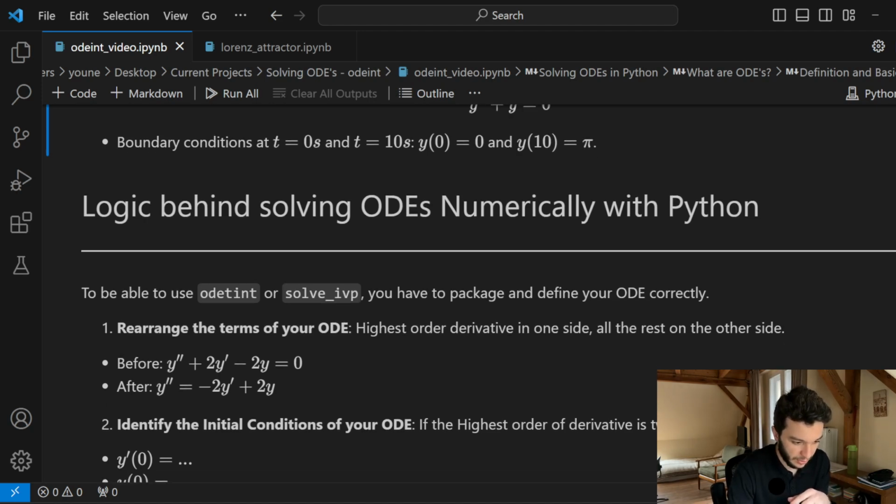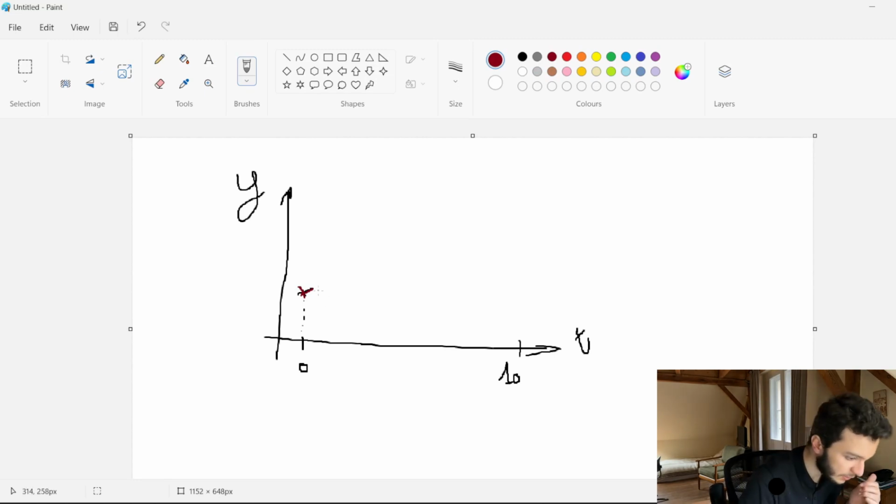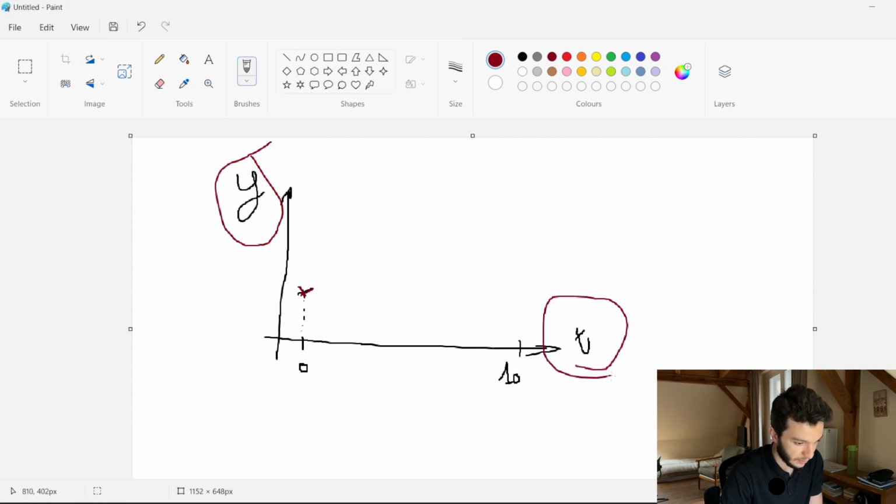Here I prepared a little example, but let me explain it to you first with the oh so good Paint software. You see here we have a function y. This function y evolves across t with a certain rate. We don't know the equation. For example, consider this very simple equation where dy over dt is equal to y. Now we have the initial condition right here, at t equals 0. So this is our initial condition.